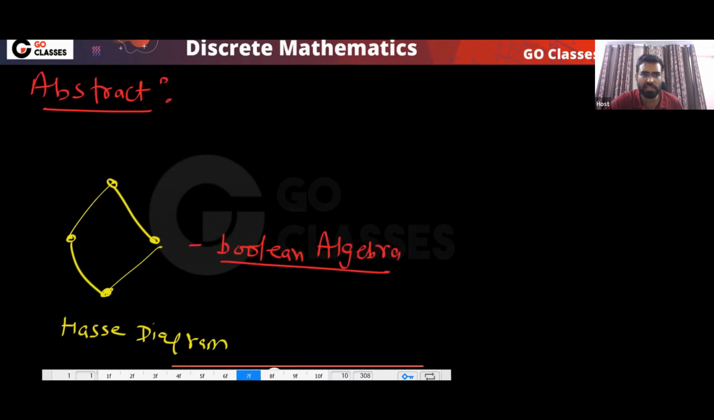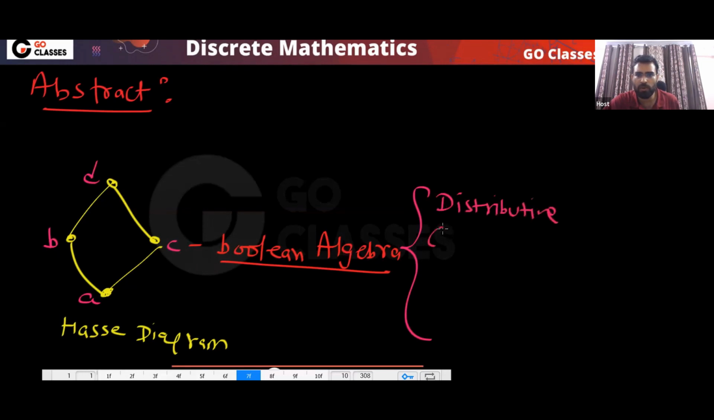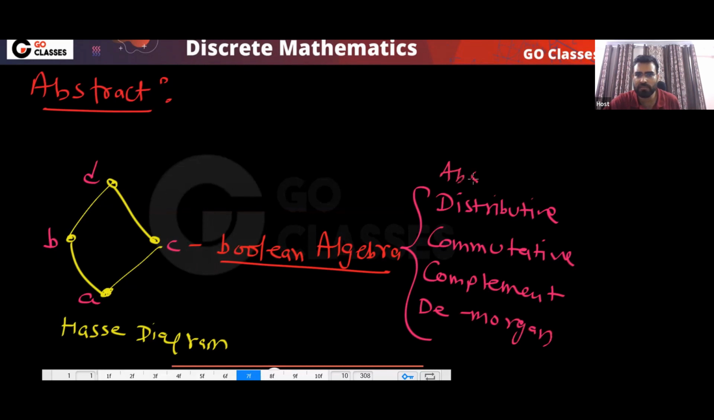Now tell me, if this is Boolean algebra, then what are the properties of this? For example, if I give you a b c d, now you know that this Hasse diagram is Boolean algebra. What are the properties that this Boolean algebra will have? For example, the distributive property will be there. Commutative property will be there. Complement property will be there. De Morgan property will be there. Absorption property will be there. Idempotence property will be there.